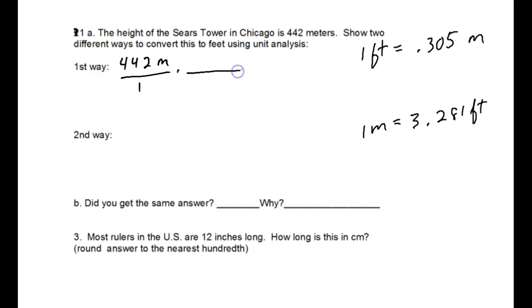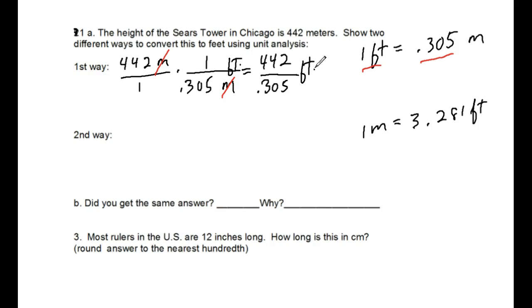I'm going to multiply by a conversion factor that changes from meters to feet. Over here I have 1 foot equals 0.305 meters. So 1 foot, 0.305 meters. Again, I have my conversion factor set up so that I can cross cancel the units. Now I'm going to multiply my top numbers, 442 times 1. My bottom numbers, 1 times 0.305, and my unit is going to be feet.